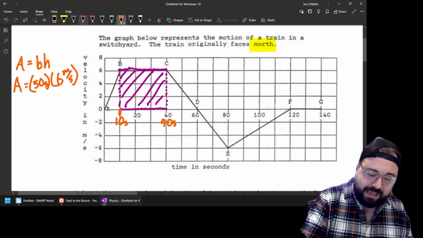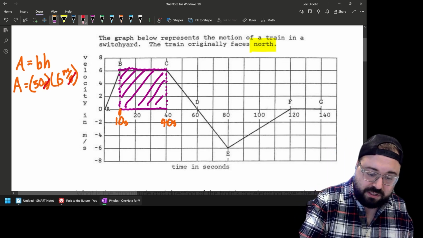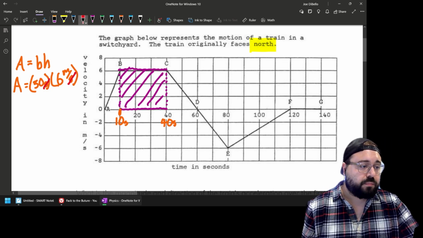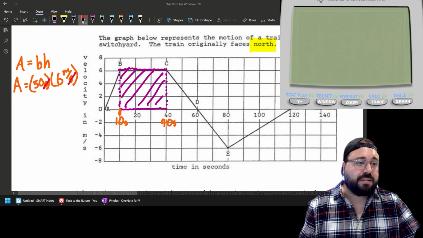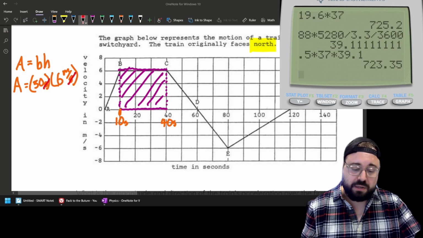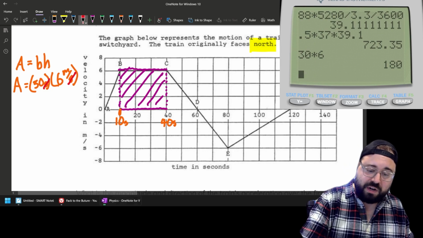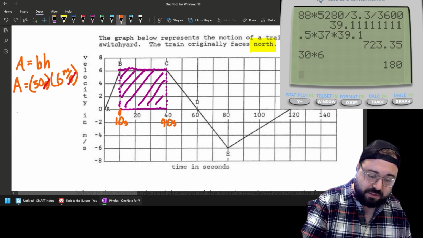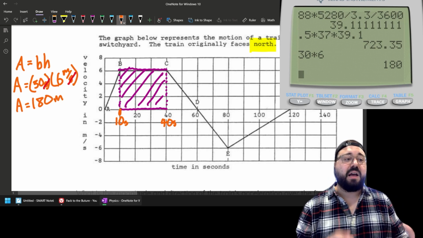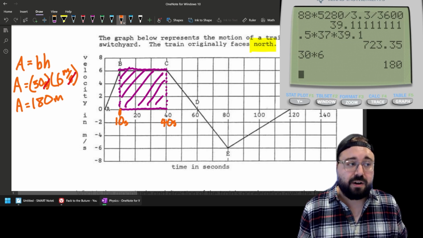And what's cool, again, if we take a look at this, the seconds cancel out and we're left with just meters. And simply by doing this, we're ready to rock and roll. So let's get our calculator going here. Oh, got to turn it on. So we'll do 30 times 6, and we're looking at 180 meters. So this thing travels 180 meters in that time from B to C, from 10 to 40 seconds. So we can use that to find our displacement.